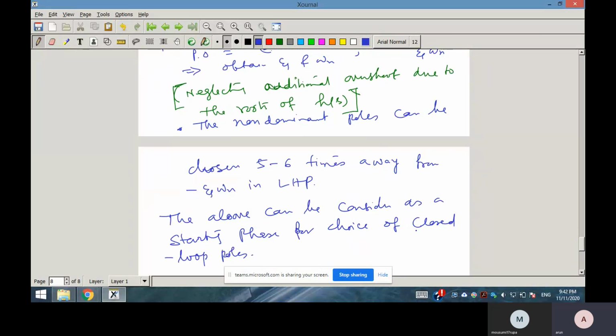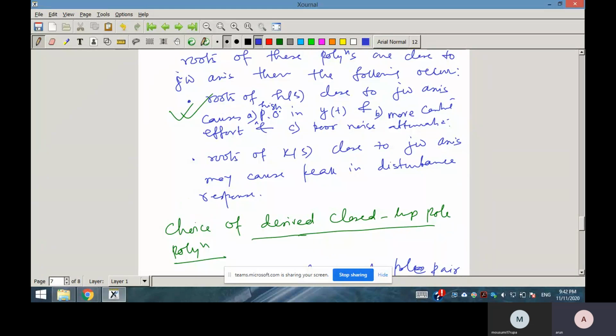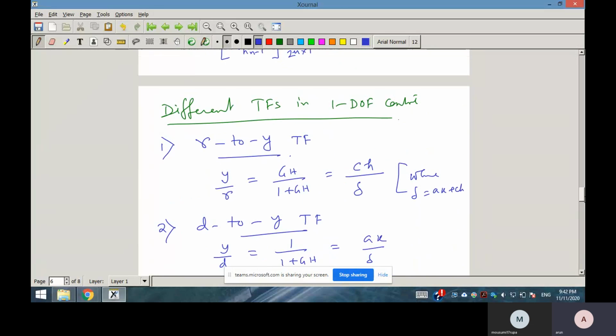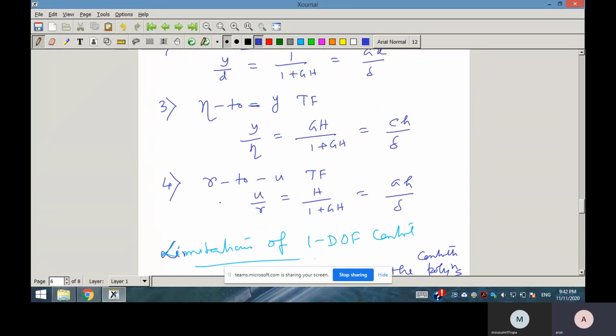Okay, so this much is for today. In the next class, I will try to avoid the limitations induced by this h's using at least a 2 degree of freedom controller. We'll see that the reference input to output response and the reference input to control effort response in the case of 2 degree of freedom control will be independent of h's. So that problem can be eliminated using 2 degree of freedom control.